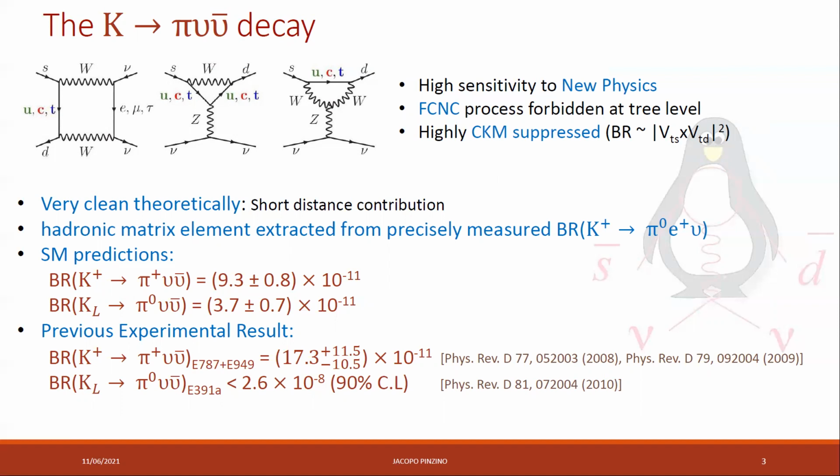And up to now, before NA62 and before KOTO, the experimental results were those of the experiment E787 plus the upgrade E949 for the charged one, with a branching ratio measurement of 17.3 plus 11.5 minus 10.5 times 10 to the minus 11, and for the neutral one, an upper limit of 2.6 times 10 to the minus 8.